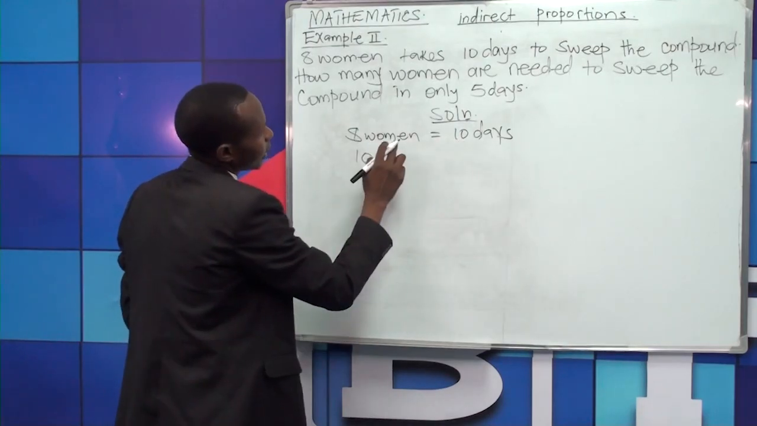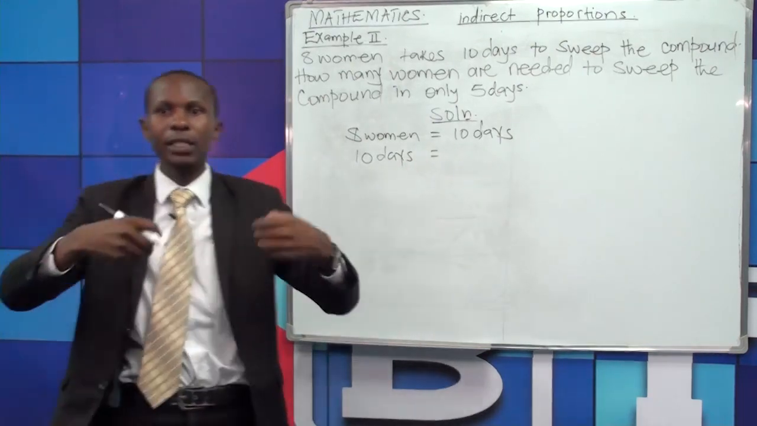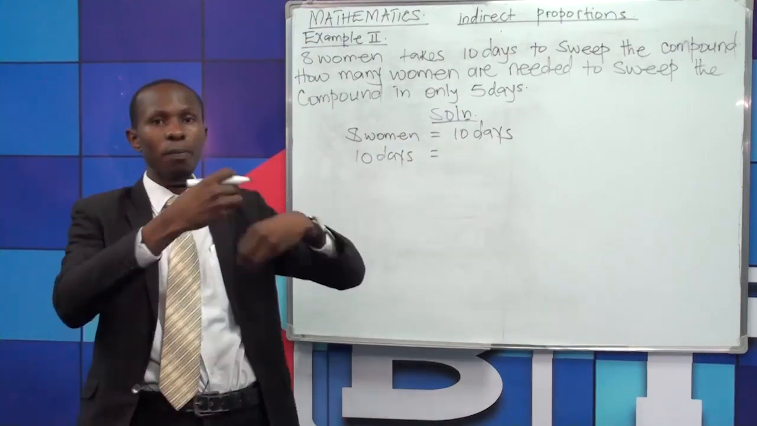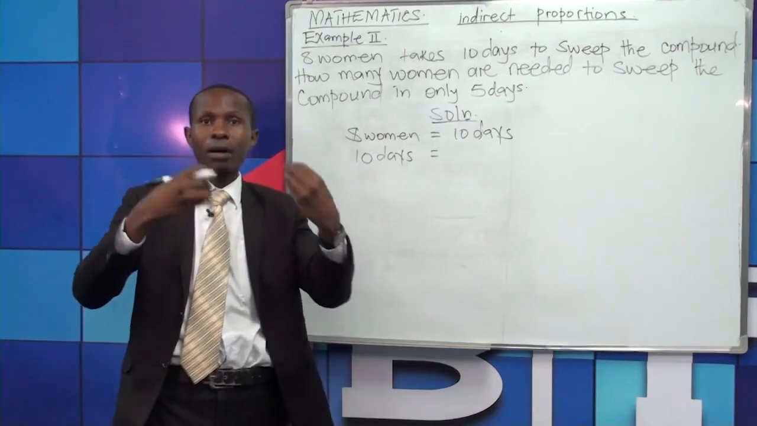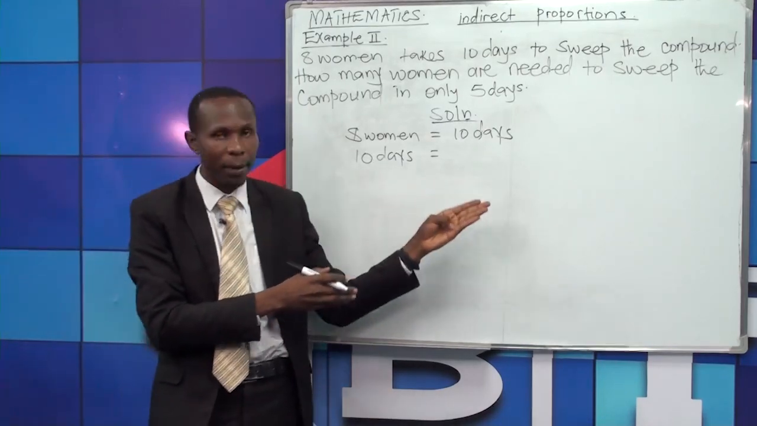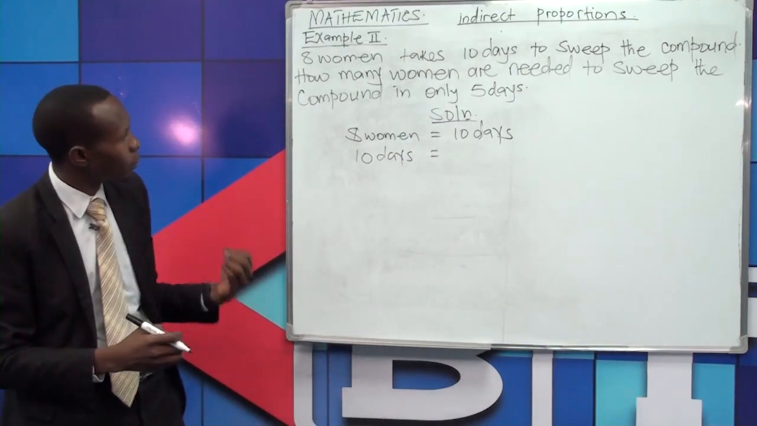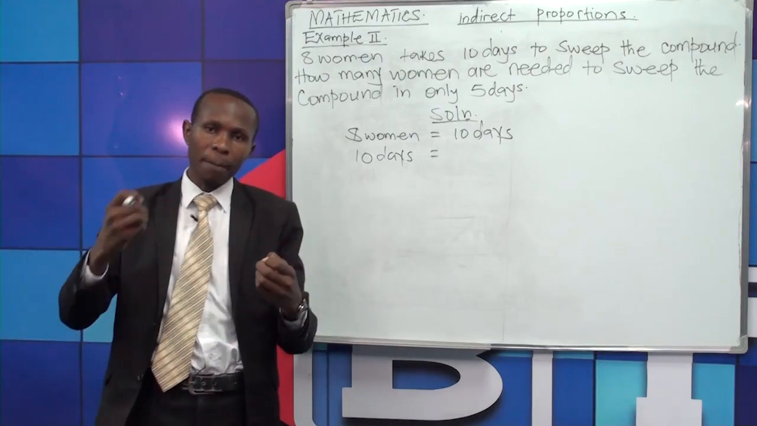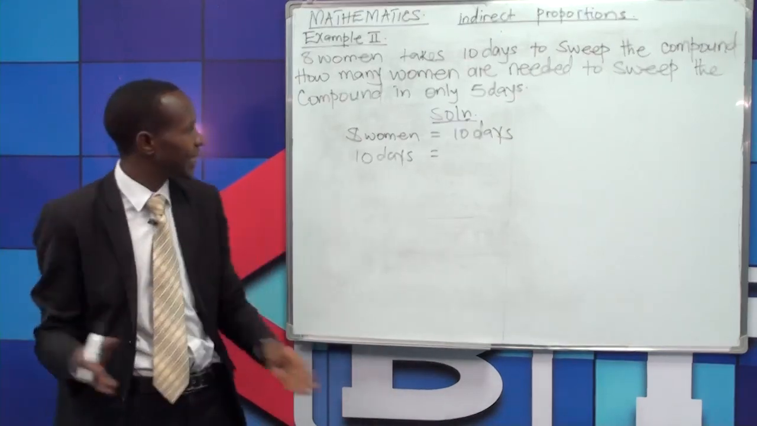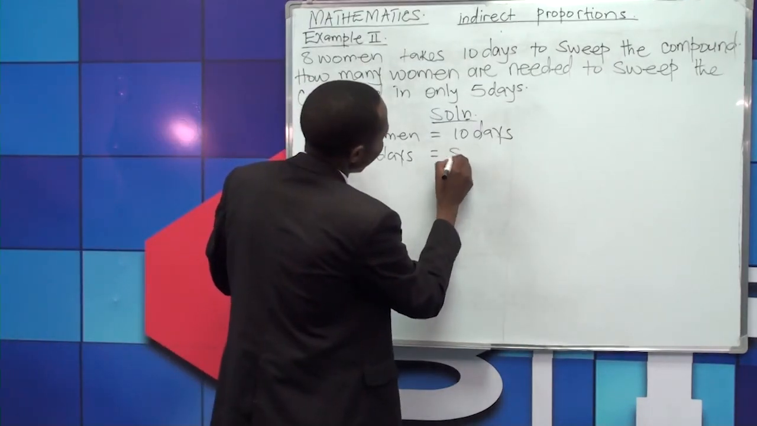I'll say, 10 days requires how many workers? If you want to complete this piece of work, that is sweeping the compound, within 10 days, assume you are outside there and you are the proprietor or the boss, and you have this compound and you need people to come and sweep for you. What are you supposed to consider? If you want your compound to be swept in 10 days, you have to employ how many workers? You have to employ 8 women.